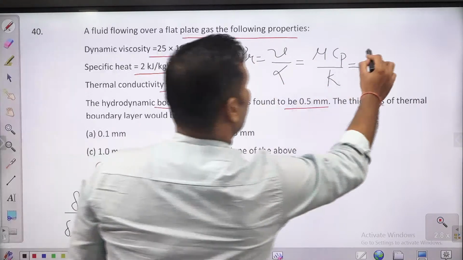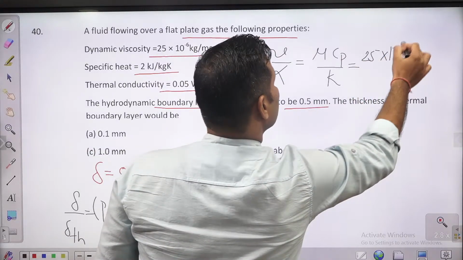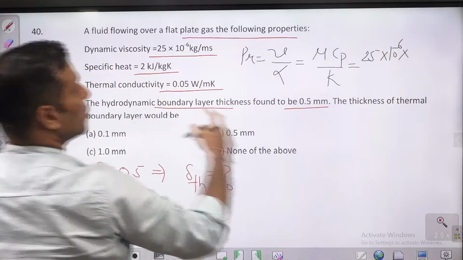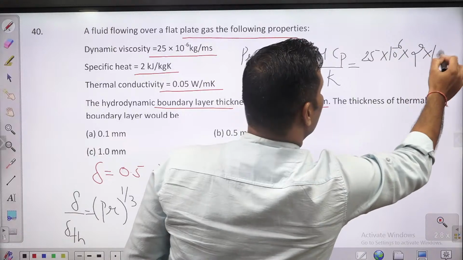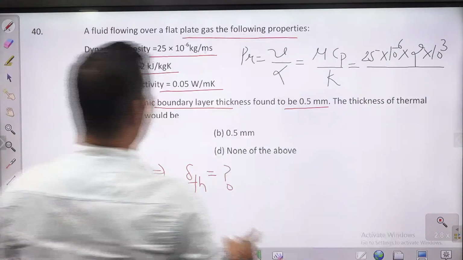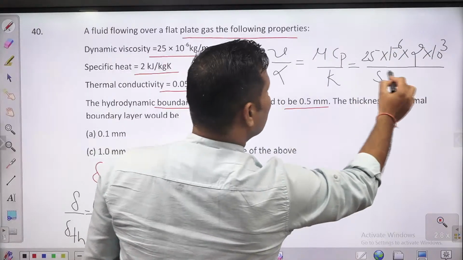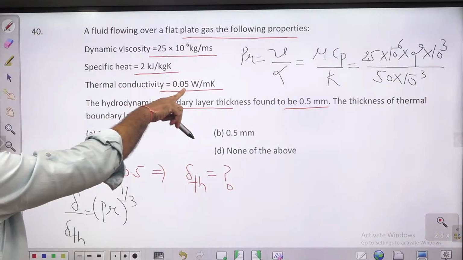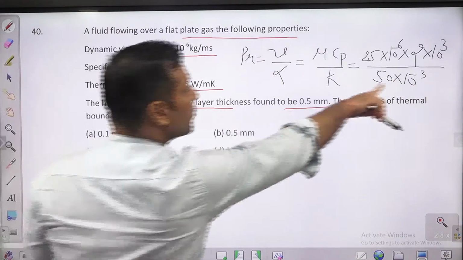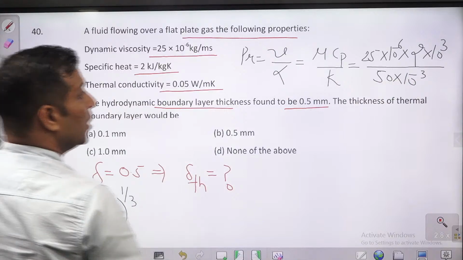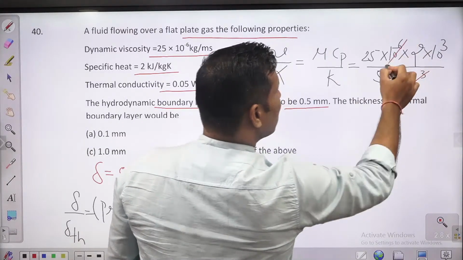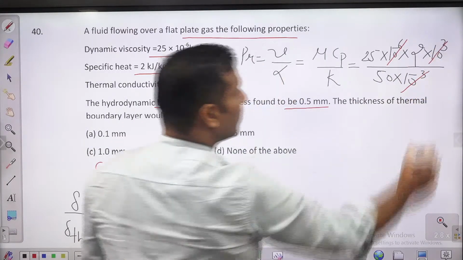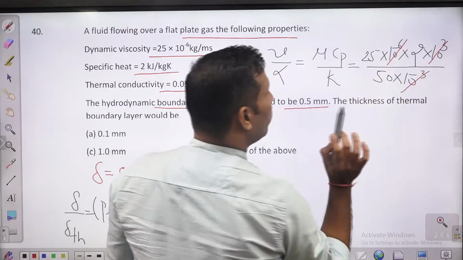How much is mu? Mu is 25 into 10 to the power minus 6. Cp is 2 kilojoules, so this is 2 into 10 to the power 3 in SI unit. Conductivity you can write as 50 into 10 to the power minus 3, which is 0.05. Solving this, the 10 to the power 3 will cancel out, and this is 25 into 50 by 50.